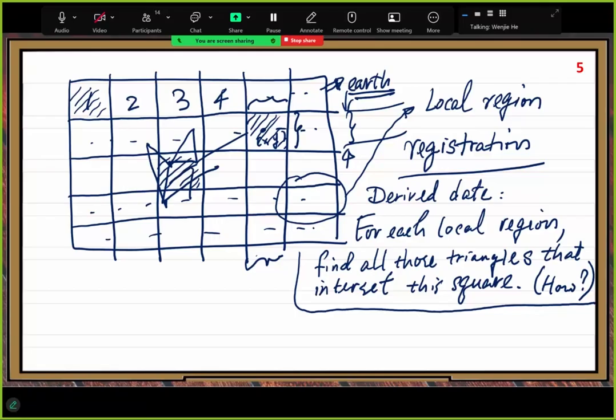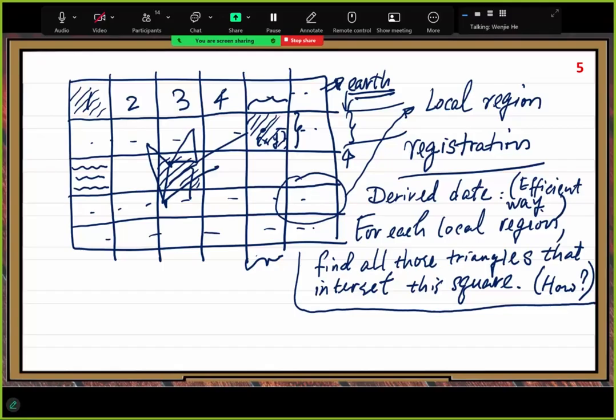Now, think about what is an efficient way to do it. We want to find an efficient way to do this. If you implement this task directly, that may not be efficient. For example, you are working on this particular square. If you compare this square with each of the triangles from beginning to end, that is too much work, right? Think about it. Too much work.